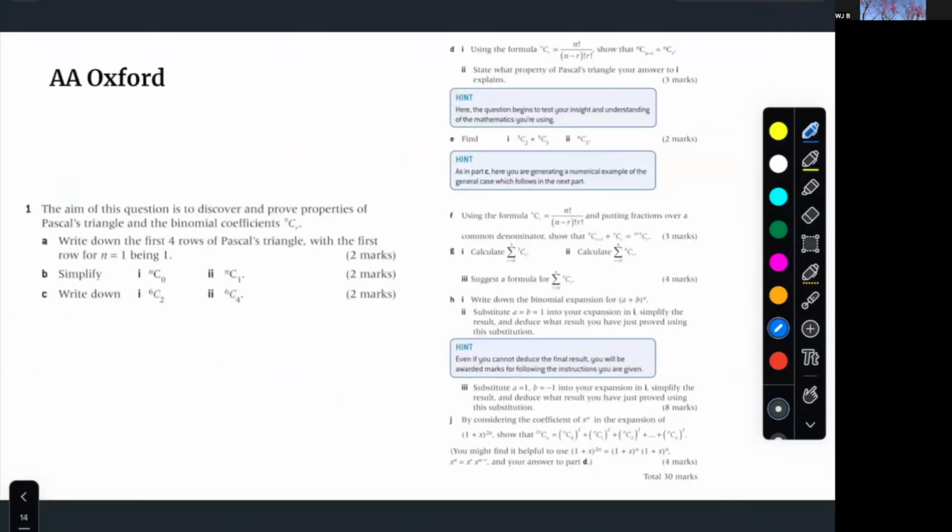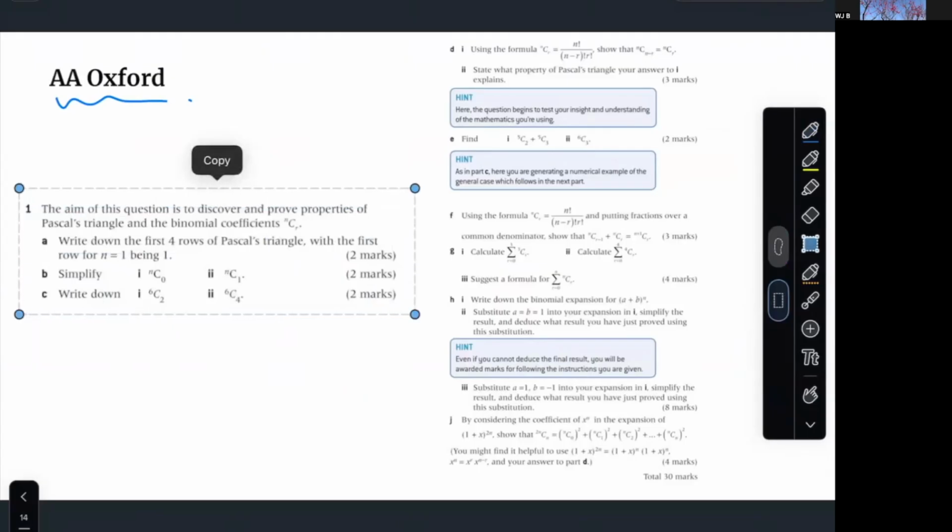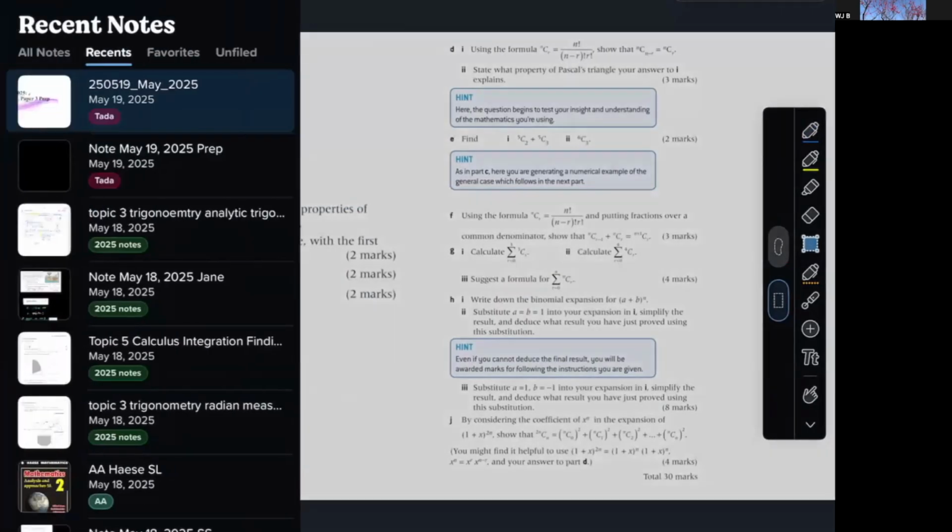So let's have a look at the first question from the Oxford, because while going through the question, it really teaches you how to prepare for paper three. So what you need to do with paper three is you need to always get the sort of gist.